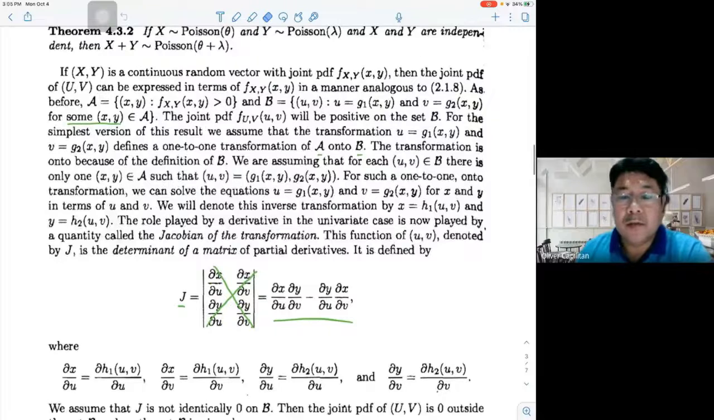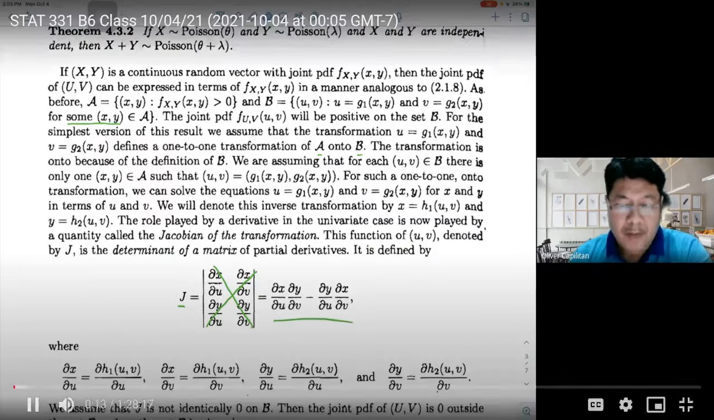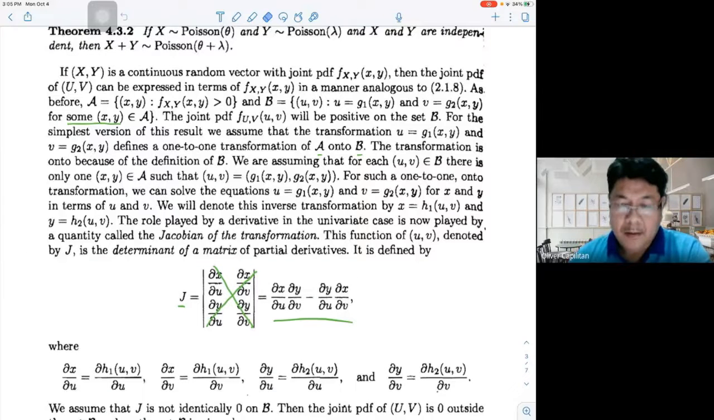Okay, once again, good afternoon. Before we proceed, let's have some review. This is now with regards to having a bivariate random variable and then finding the probability distribution function of a bivariate random variable for a continuous case.